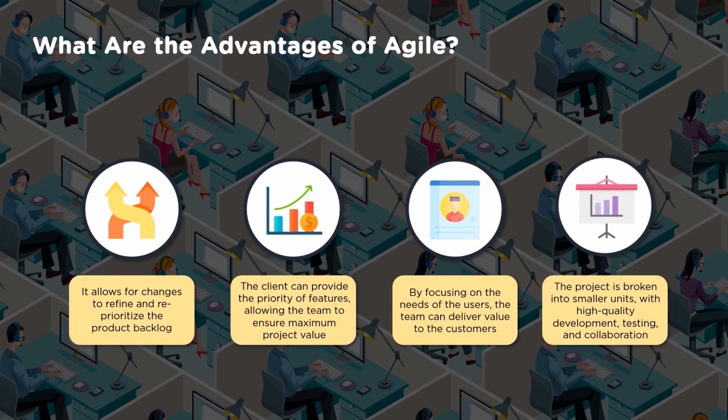So then the project is broken into smaller units with high quality development, testing and collaboration because you have that flexibility. So since you have better visibility, you are able to do this and you move one by one, iteration by iteration, you progress further. So those were the advantages of adopting Agile.